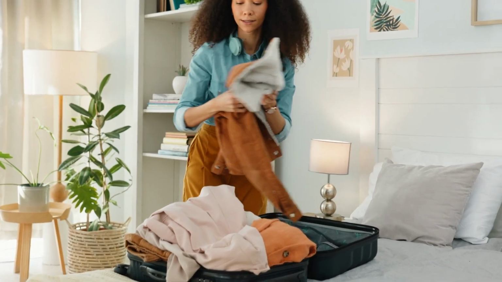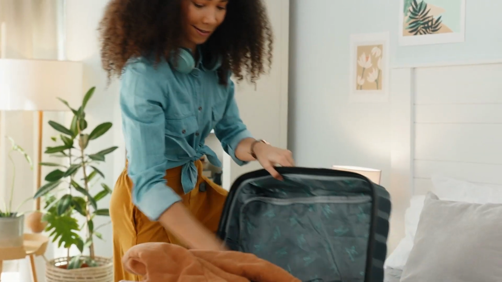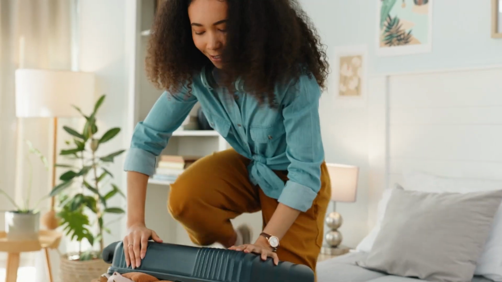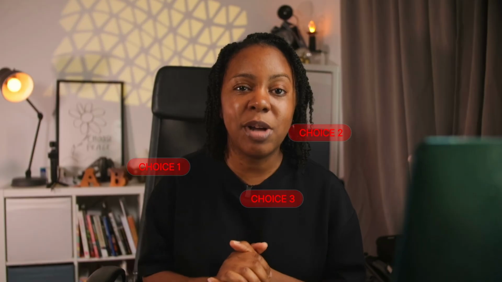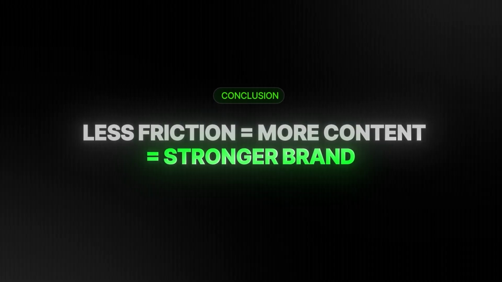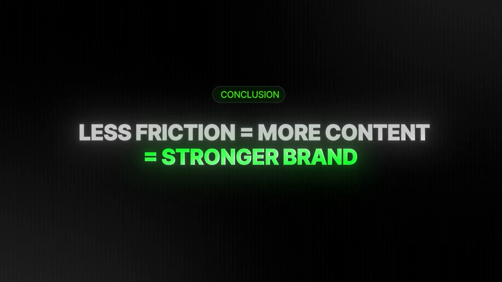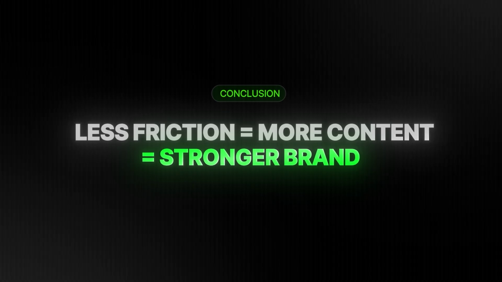Think of it like packing for a trip and not knowing the weather. You either overpack and bring everything, or you guess wrong and end up without what you need. Decision fatigue in content creation works the exact same way. When there are too many choices, most people just don't go. That's why this app matters. It removes the choice entirely. You hit record once and you're covered. The less friction between you and the record button, the more consistent you become. And the consistency is what builds your brand.